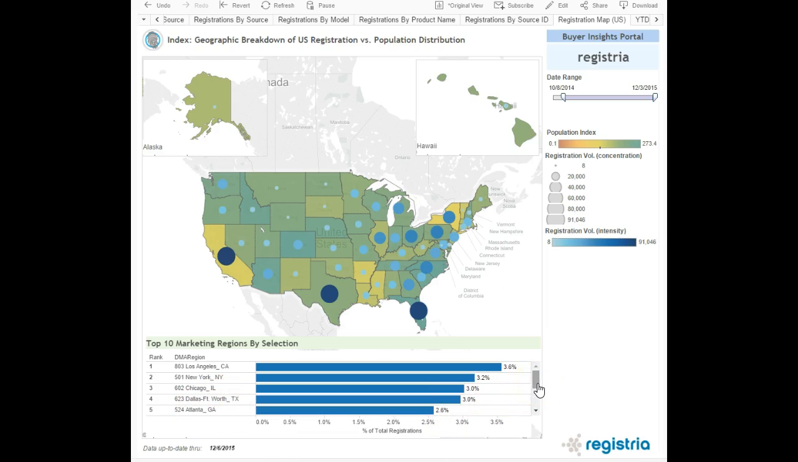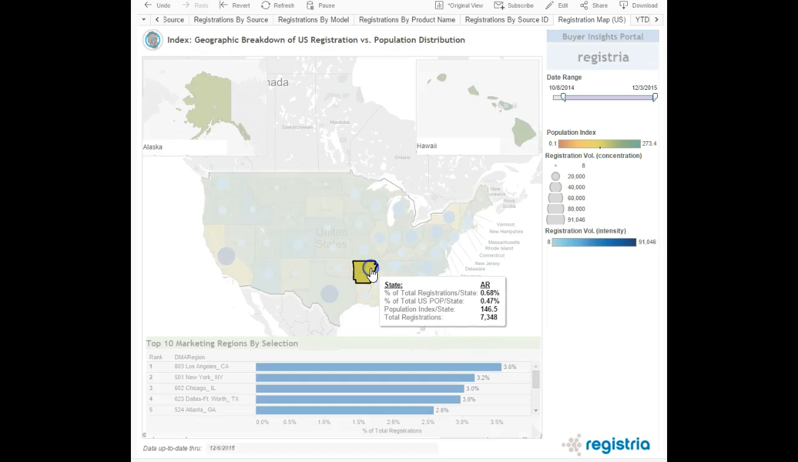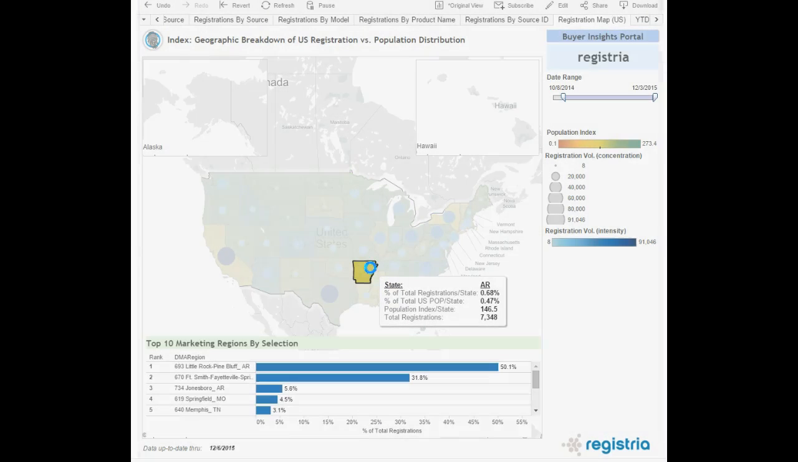This is very powerful information for use with your media planners when trying to figure out the appropriate level of media spend in your major markets. But too, it can very much help target localized efforts. So here, when I click on the state of Arkansas, what I'm seeing is that my top 10 marketing regions changed, and it's now very relevant to the marketing region that we're talking about.